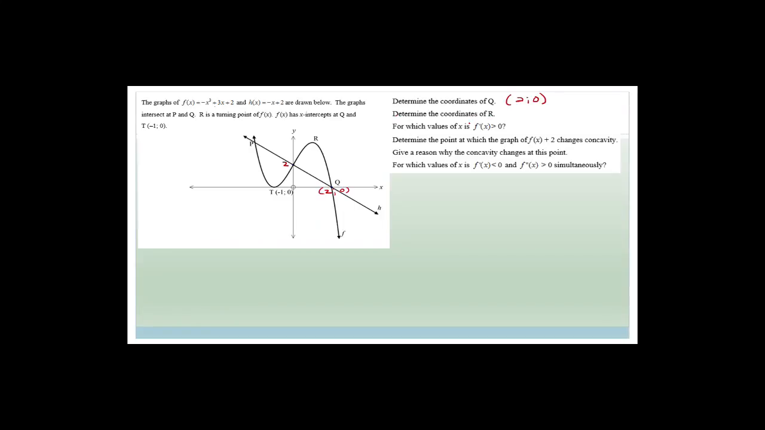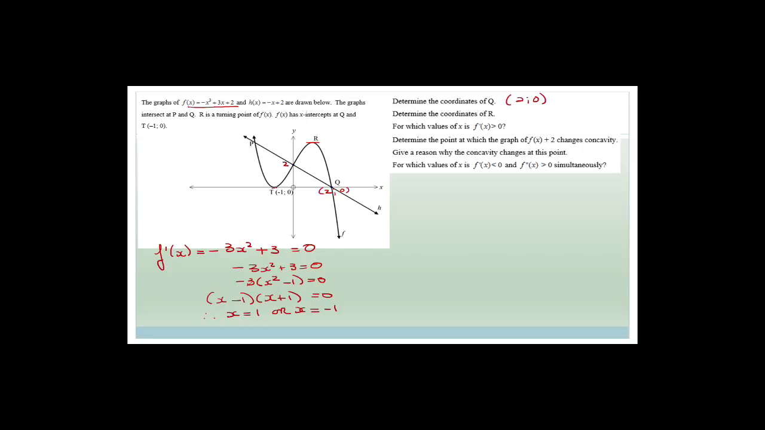Now it says determine the coordinates of R. R is a turning point of the polynomial minus x cubed plus 3x plus 2. So in order to find the turning point, I need to find the first derivative, because the gradient at that point is 0. So f dashed of x is equal to minus 3x squared plus 3. To find the turning point, we let it equal 0. So minus 3x squared plus 3 equals 0. Let's divide everything by minus 3, so you've got x squared minus 1 equals 0. Therefore x minus 1, x plus 1 equals 0, so x equals 1 or x equals minus 1.